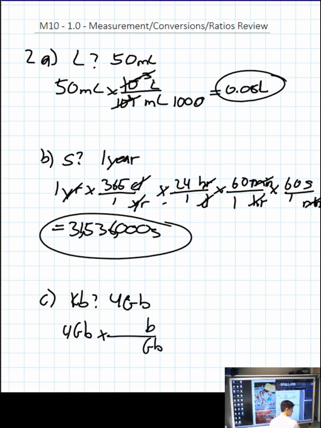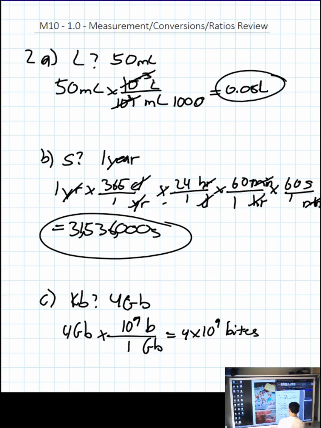Is it 100? Gigabytes? So, it's 1,000. Kilo is 1,000. Mega is 1,000,000. Giga is 1,000,000,000, 10 to the 9. So, we're going to put 10 to the 9 attached to the base unit. Good. 1 byte equals 4 times 10 to the 9 bytes.